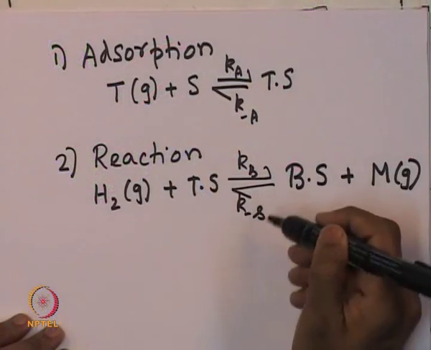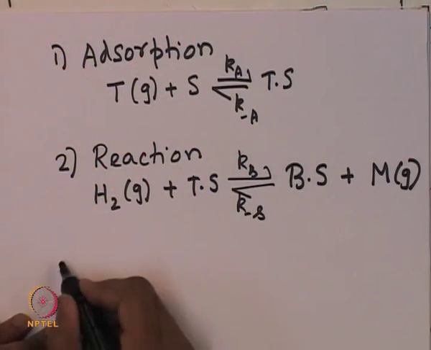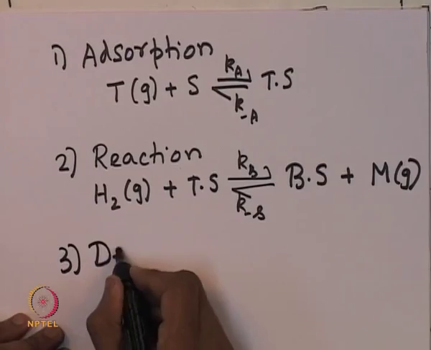And the reaction rate corresponding to that is depicted here as Ks and K minus S for the forward and the backward reaction. The third step is the desorption of benzene.